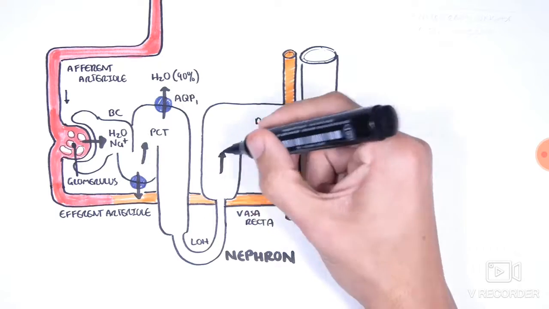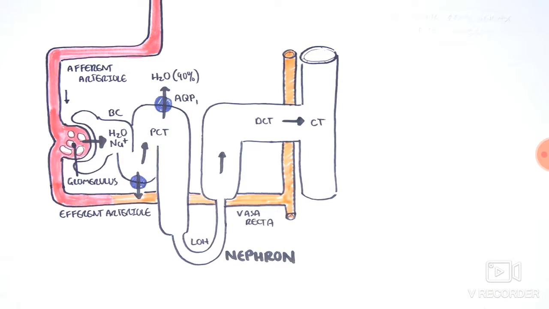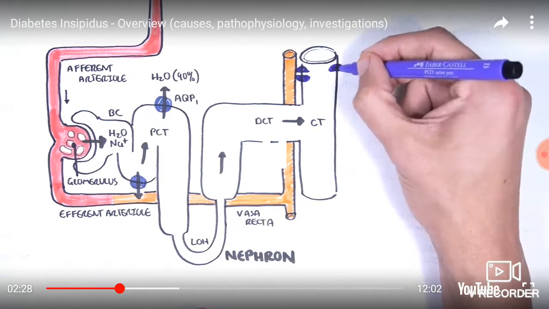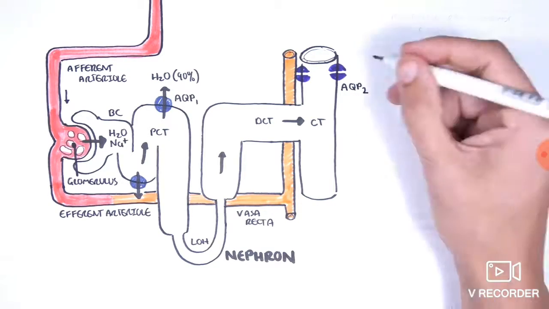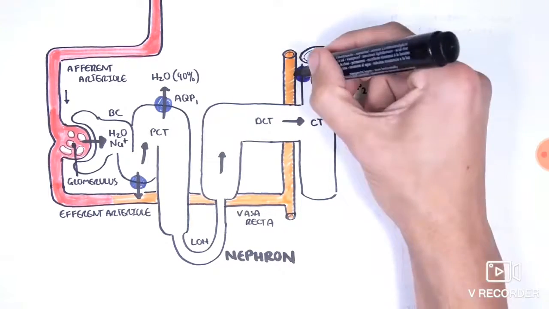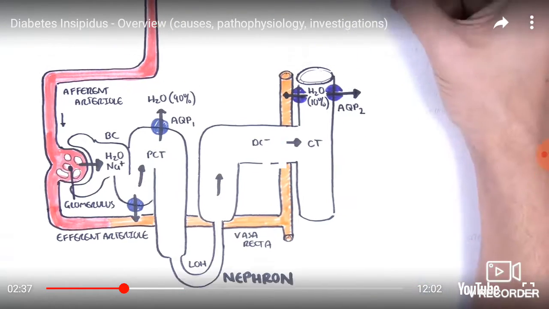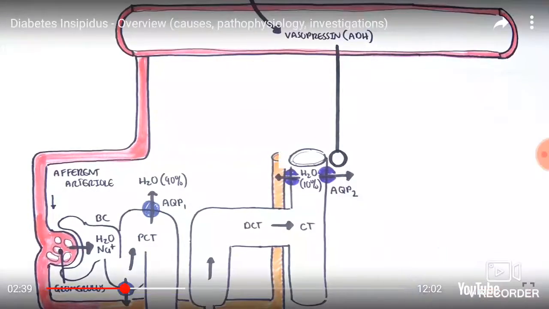The remaining 10% of water in the tubule continues through the loop of Henle, the distal convoluted tubules, and the collecting ducts. And it's here at the collecting ducts where the remaining 10% of water can be reabsorbed in response to ADH.